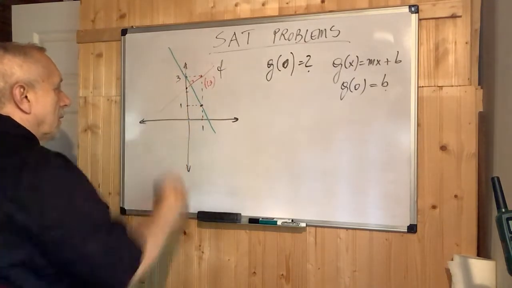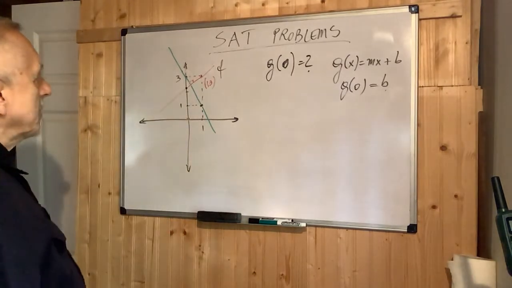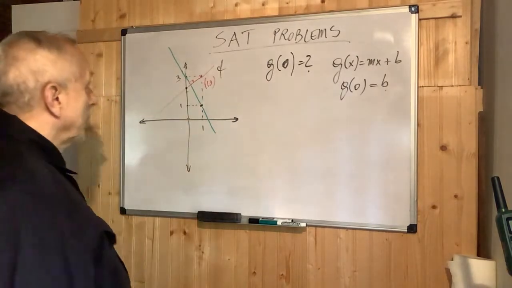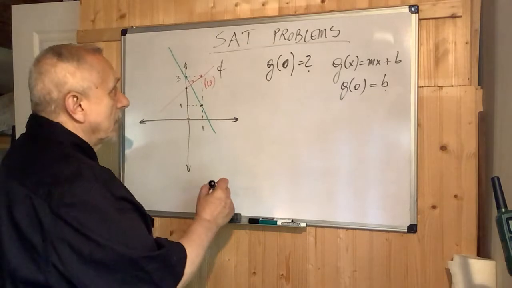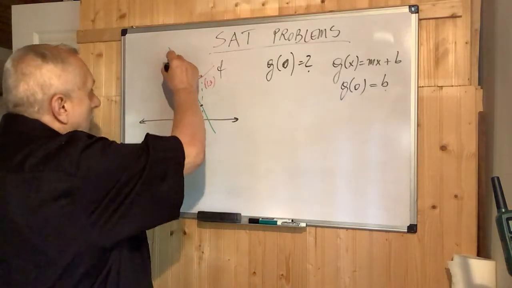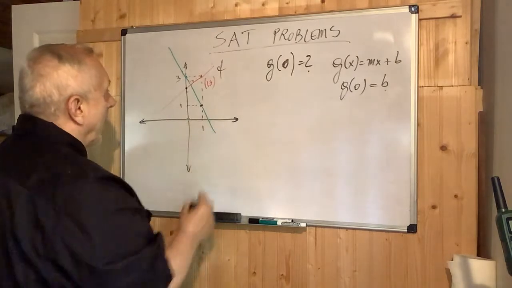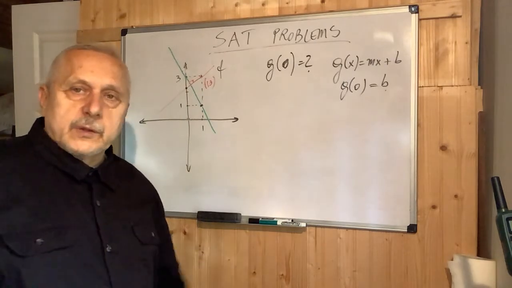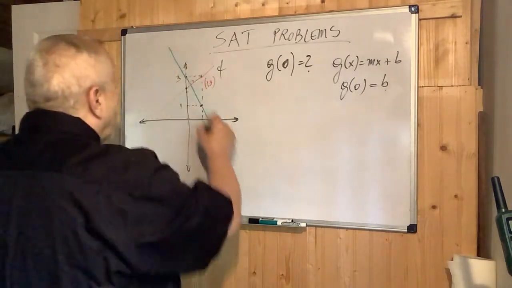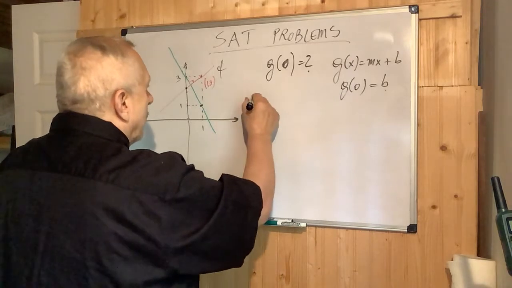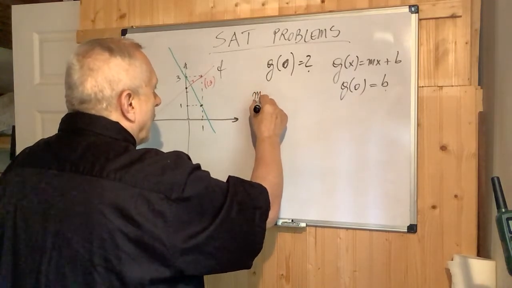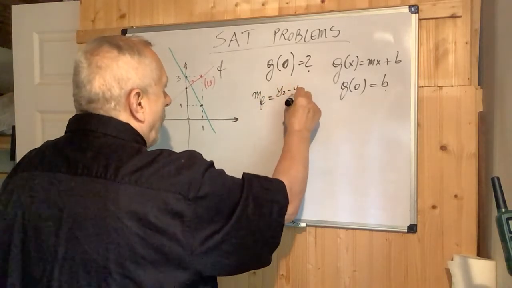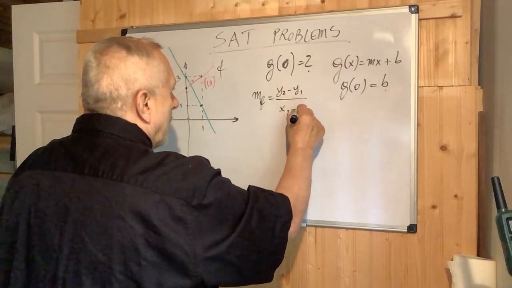What is the distance from 0 to here? Let's see how we can find that. We can use the perpendicularity of two lines in the coordinate plane. First of all, we have to find the slope of this line, and then the slope of the perpendicular line will be the negative reciprocal. Let's find the slope. It's quite easy. The slope of f is y2 minus y1 over x2 minus x1.